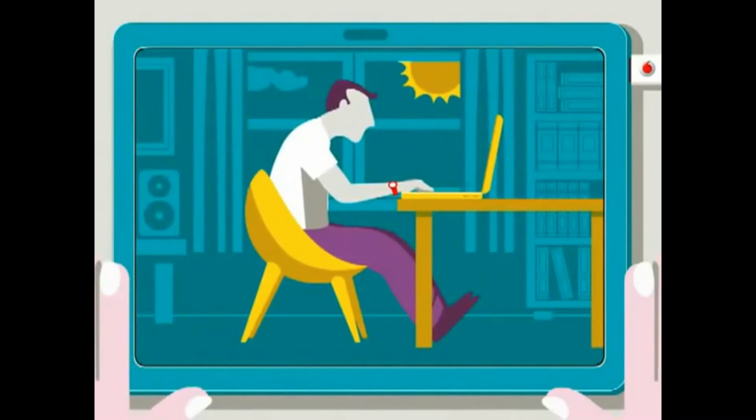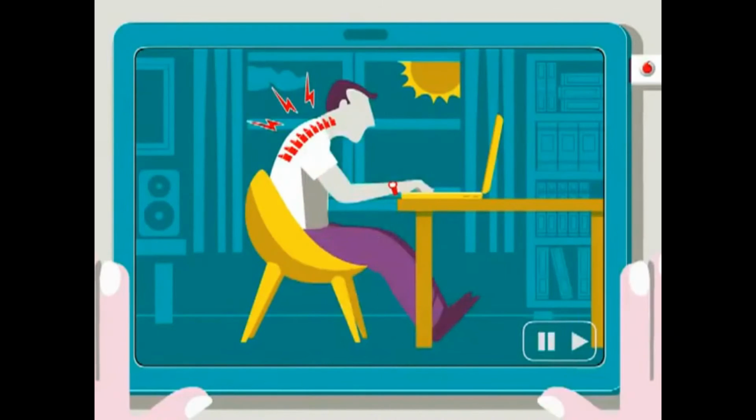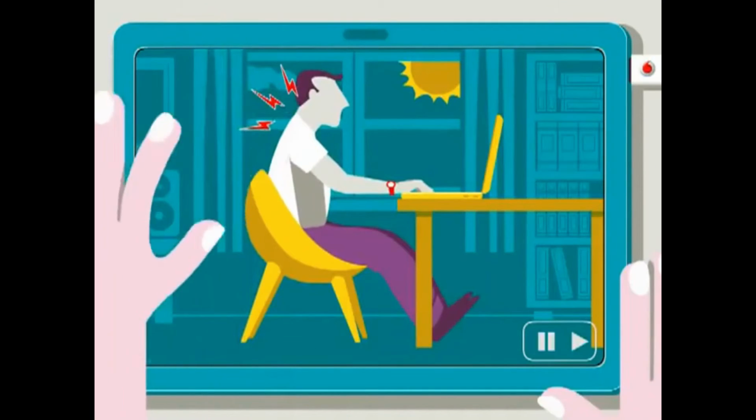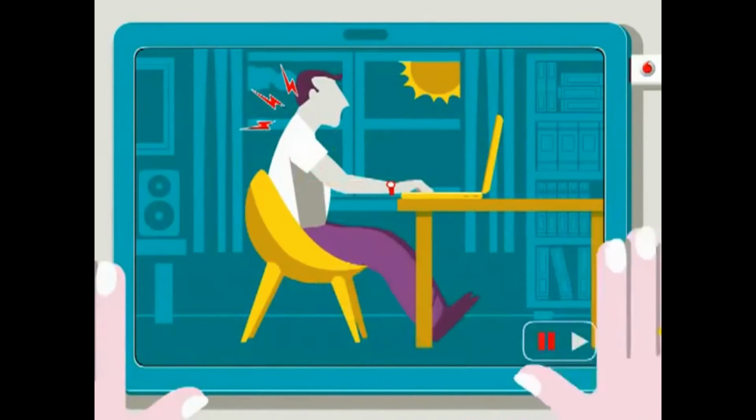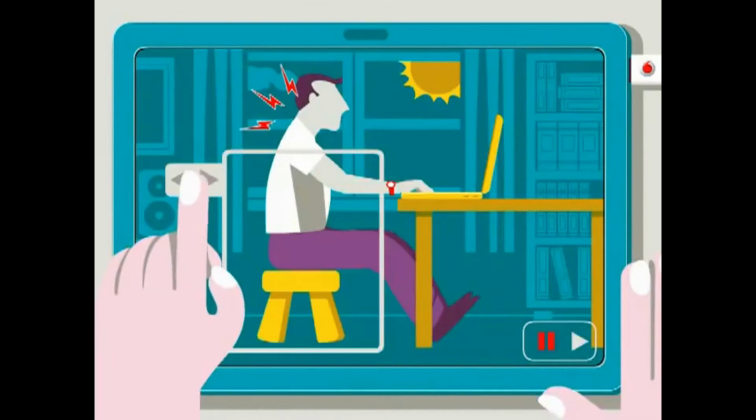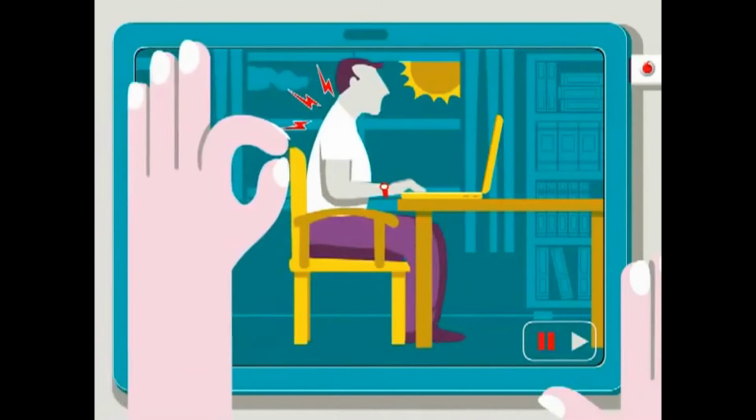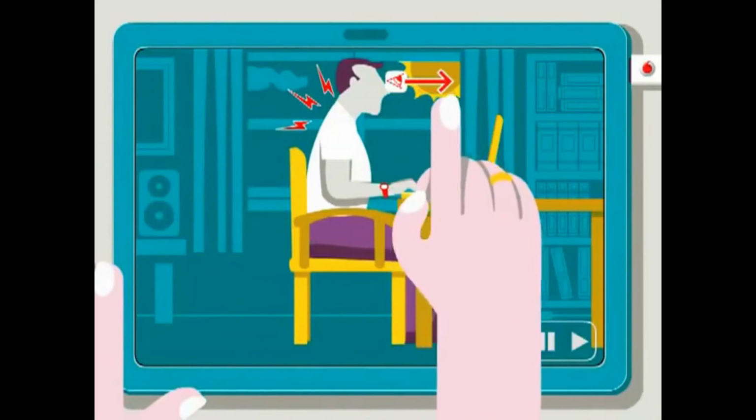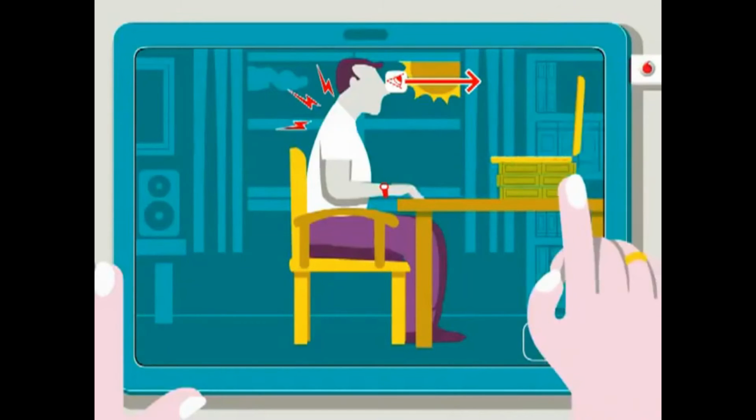What about this man? Do you think he is sitting correctly? No, he is hurting his neck. Now we will fix that. Yes, like this. And he should look straight to the computer.